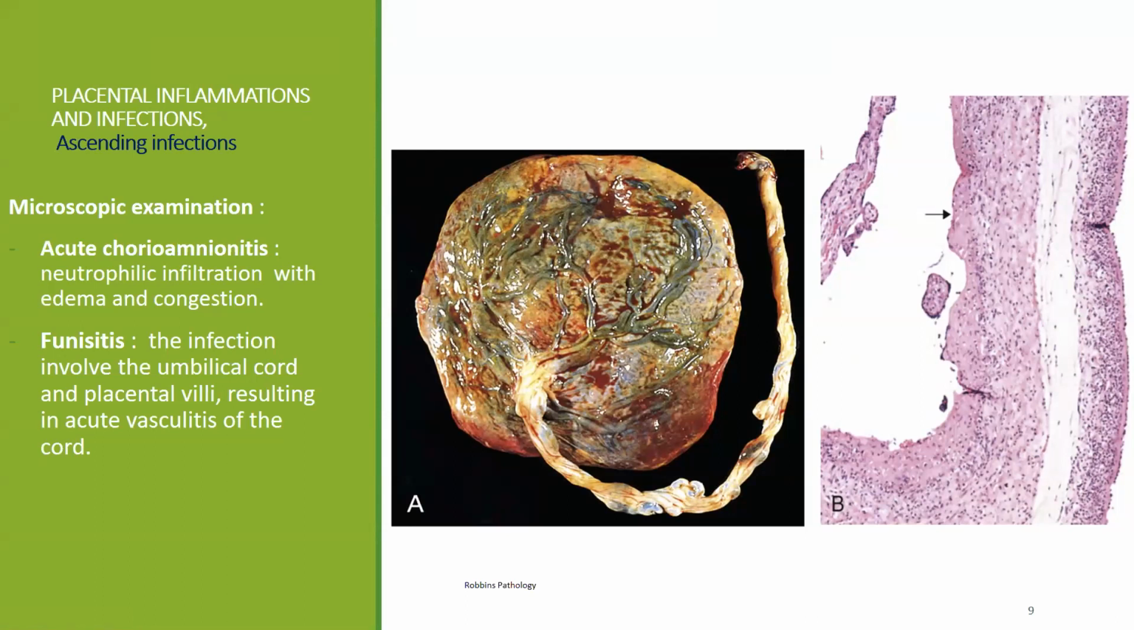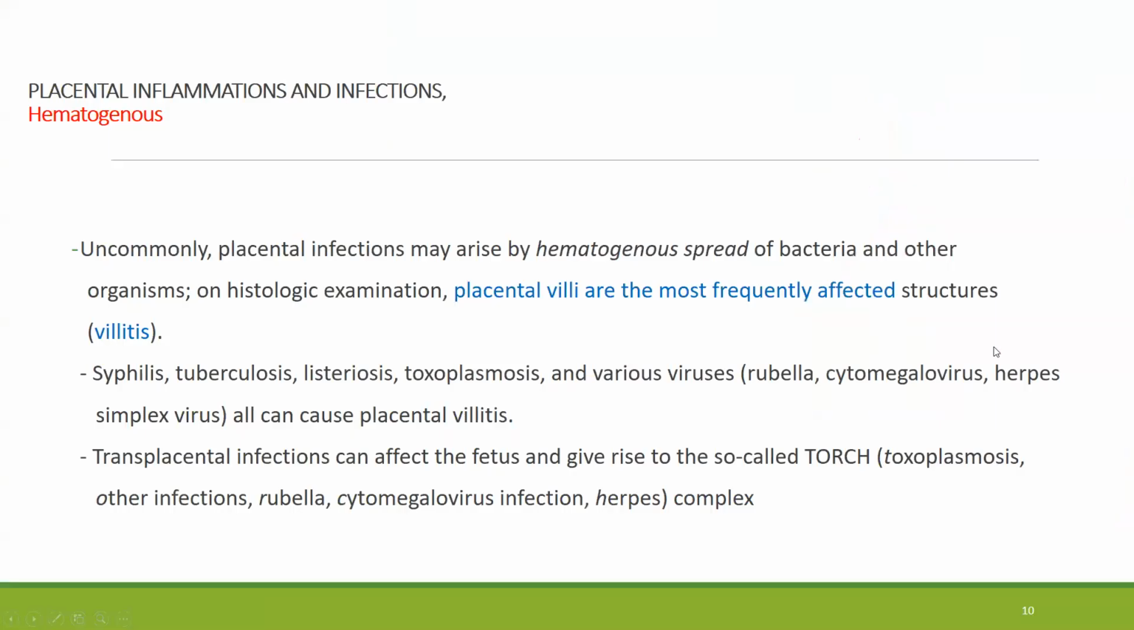So when we examine chorioamnionitis, we see inflammation in the chorion, amnion, and in the umbilical cord. If we see inflammation in the umbilical cord, we call it funisitis. Usually funisitis is associated with chorioamnionitis.